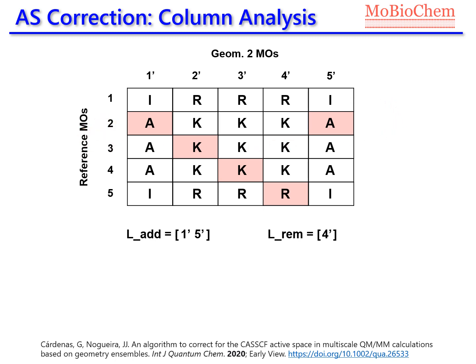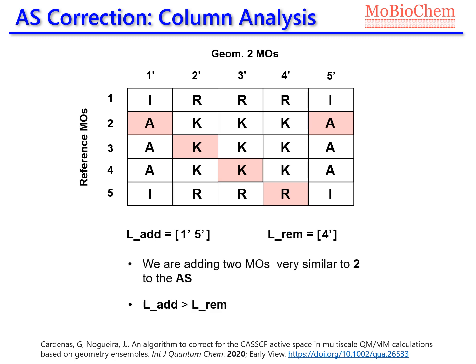If we assume a one-to-one correspondence between the two orbital spaces, it is clear that this situation need not happen. The second problem here, which stems from the same one-to-one assumption, is that the list of orbitals to be added has more elements than the list of orbitals to be removed. These two lists in reality need to have the same length.